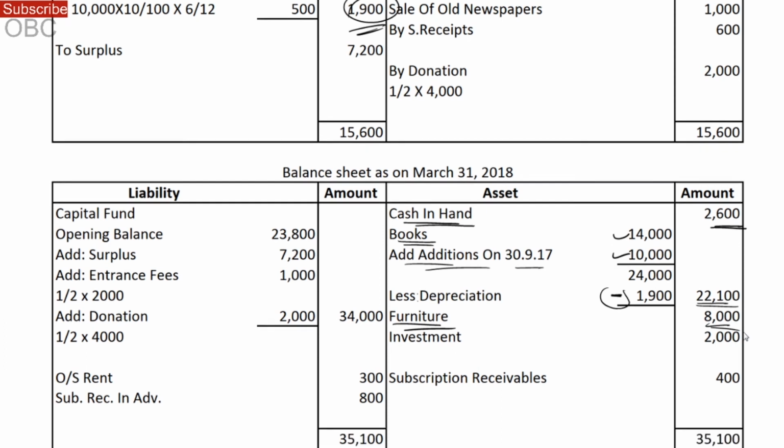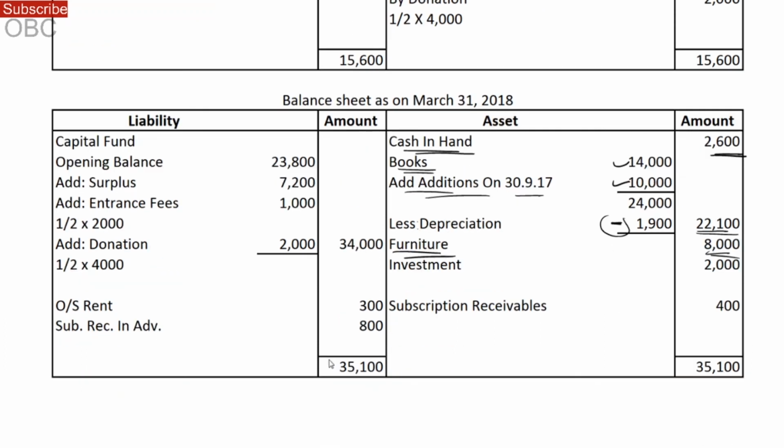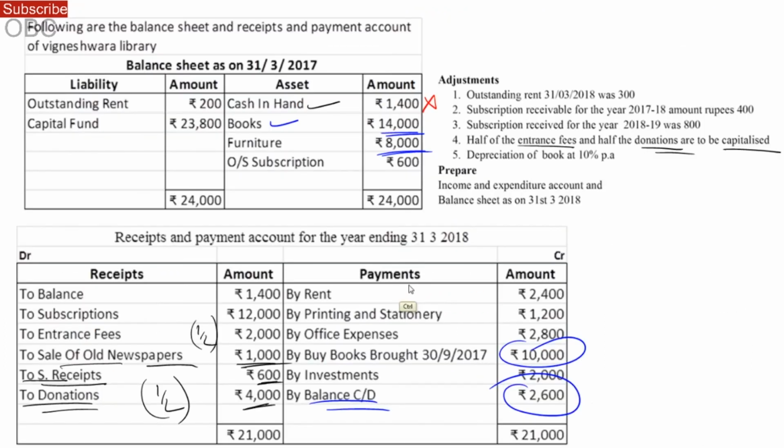So come back to the balance sheet. Furniture 8000 rupees. Okay, again back to balance sheet of the last year. Outstanding subscription is there, that is already considered. So check whether we have any purchase happen in this particular year. We entered rent is cleared, printing and stationery is cleared, office expenses is cleared, books bought, that's also cleared, investment is there. So this should be entered in the asset side.